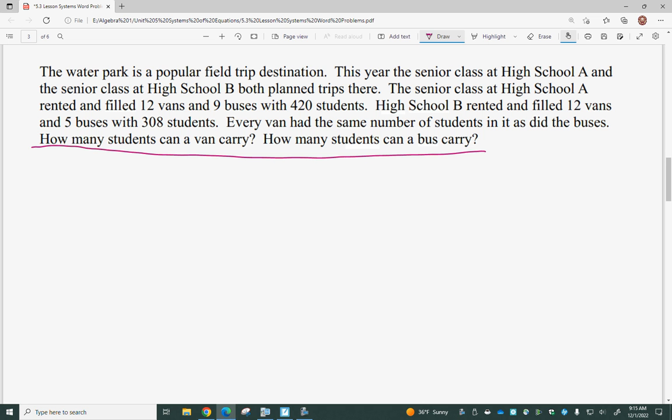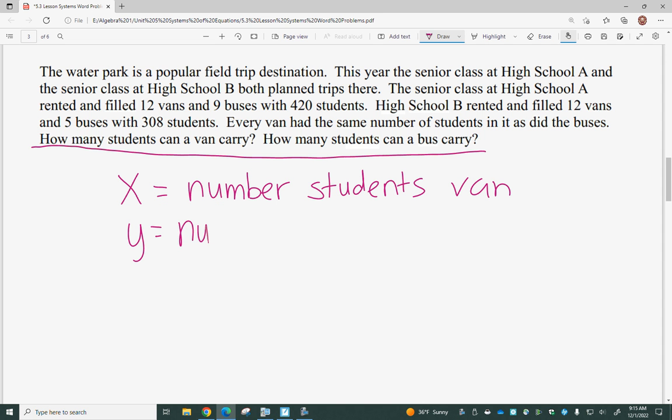I want to find out how many students can go in a van and how many students can go in a bus. So let us define some variables. Let's have x be the number of students in a van, and y be the number of students in a bus. I'm going to use some bad grammar here just to make our life easier. So those two letters are going to represent how many students are carried by a van and the number of students that are carried by a bus.